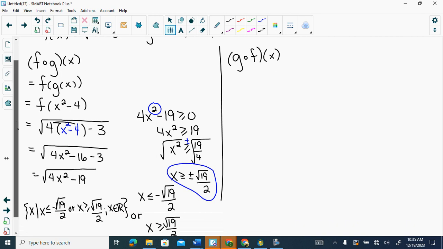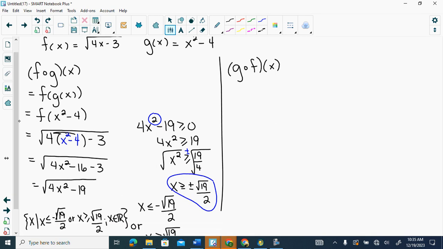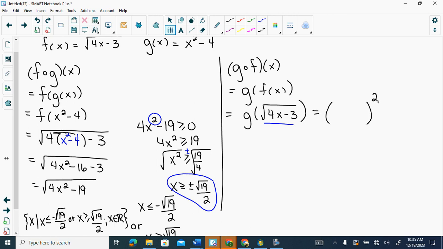Okay, this one, I have to do g of f of x. So I'm going to get g of square root 4x minus 3, which means I have to plug this in for the x of g. g is x squared minus 4, but it's not going to be an x now. The square root of 4x minus 3 gets put in for all my x's.